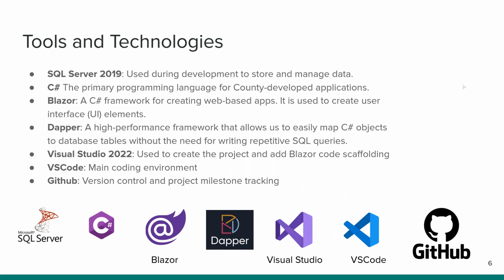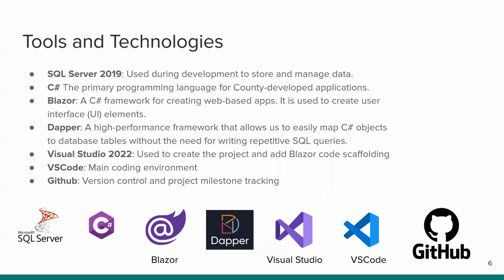As we mentioned previously, the county is a Microsoft house. So we use a lot of Windows environments and Windows applications for coding and deployment. We used Microsoft SQL Server 2019 to manage our mock employee database. We used C# as the primary programming language for this app. C# is also used by the Blazor framework, which is used for creating web-based applications. Blazor was used to create the outline and user interface elements.